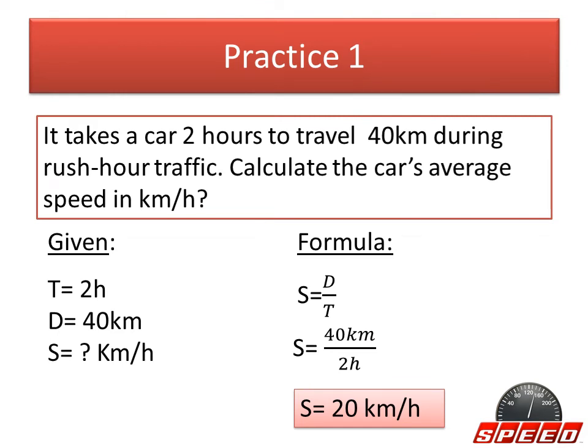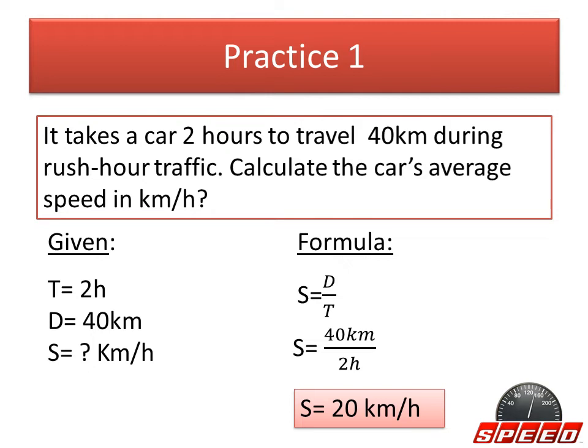Let us start with practice 1. It takes a car 2 hours to travel 40 kilometers during rush hour traffic. So, this car will take 2 hours to cover a distance of 40 kilometers during the traffic. Usually, the car during traffic does not keep the same speed. Sometimes, when there is traffic, it will slow down or stop. When there is no traffic, it will speed up. So that's why they are asking you to calculate the average speed, because it's impossible for the car to have continuous speed. How do we solve?